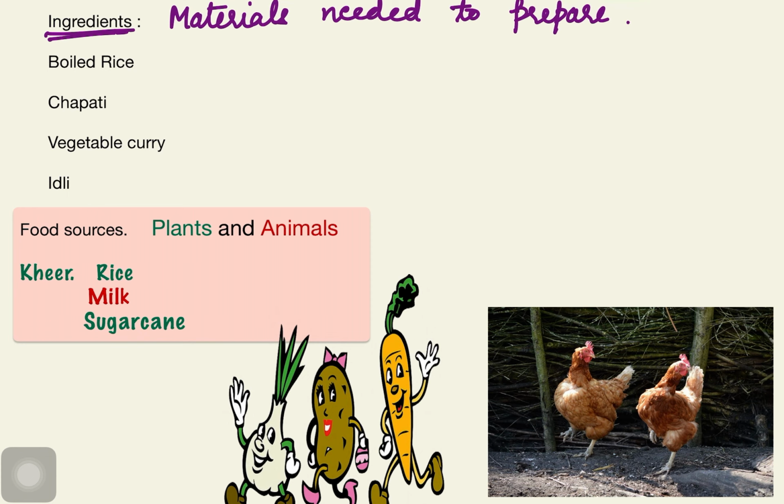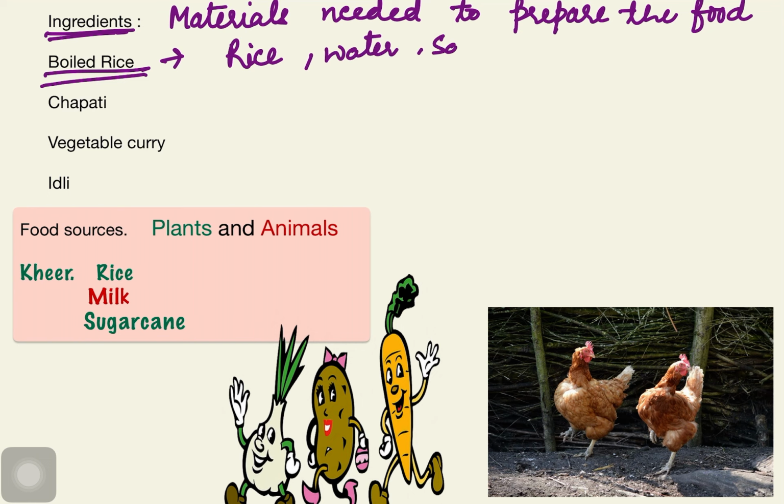Materials needed to prepare the food are called ingredients. So let's see with the boiled rice. What do we need to make boiled rice? First thing is rice, of course, and then water, and sometimes people add salt also.